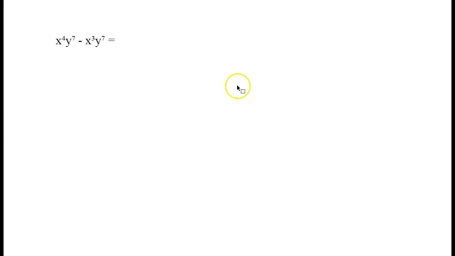All right, let's check this one. We have x to the 4, y to the 7. That's our first thing, x4, y7, right? And we're going to subtract over here, x cubed, y to the 7. Okay, so x4, y to the 7 minus x to the 3, y to the 7. If those two things are the same, we count them. If they are different, we don't. You tell me, think of it in your head.